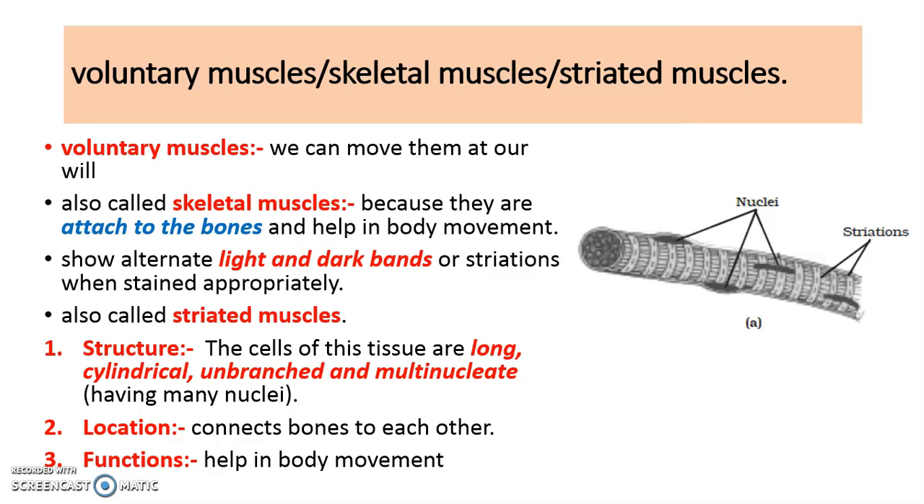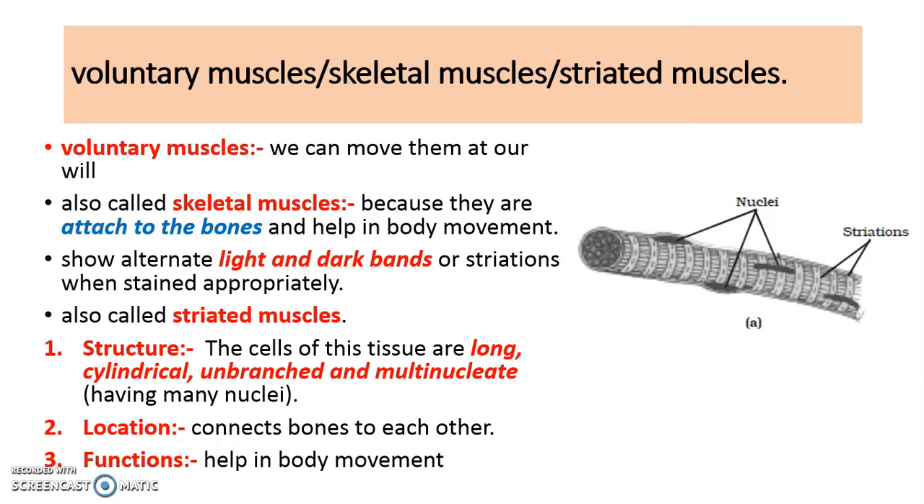Voluntary muscles or skeletal muscles or striated muscles, these are different names given. Now voluntary muscles, we can move them at our will. They are also called skeletal muscles because they are attached to the bone and help in body movement. They show alternate light and dark bands or striations when stained appropriately. These are also called striated muscles.